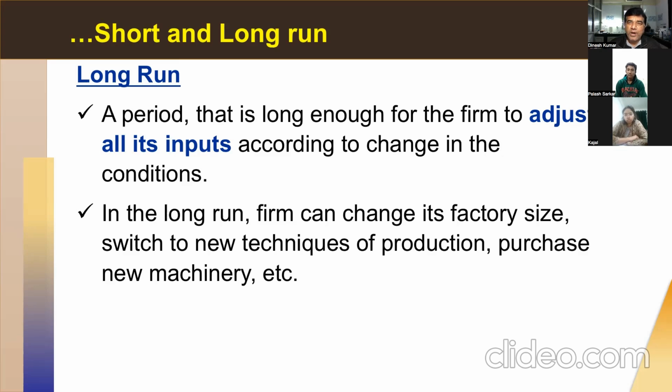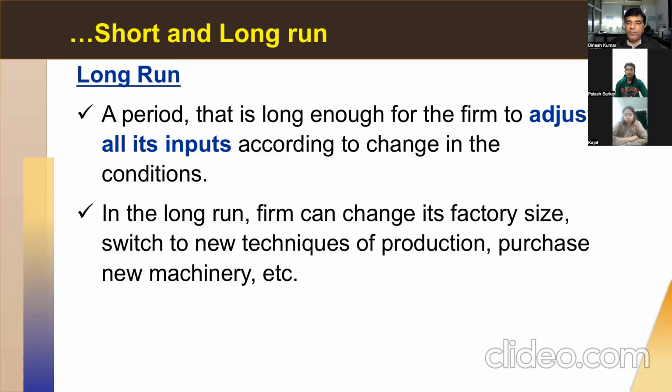But that is possible only in the long run, because in short run, the farmer may not have enough money. So he can accumulate or collect money over several years, and after accumulating some money, he or she can purchase long-term inputs. So long run is a period that is long enough for the farm to adjust all its inputs, whether variable or fixed, according to change in the conditions.